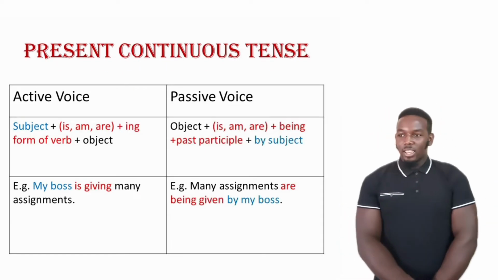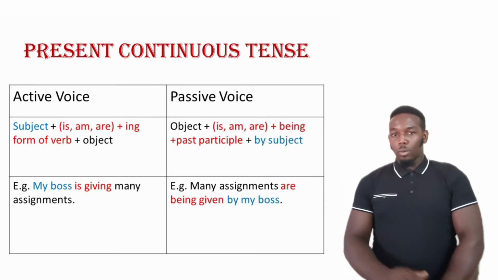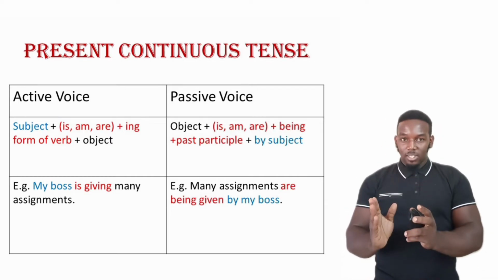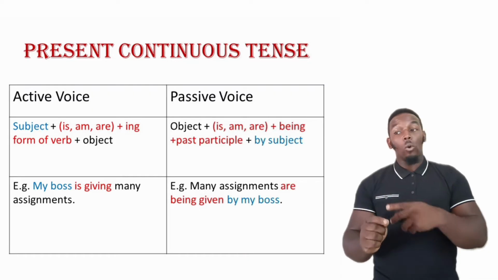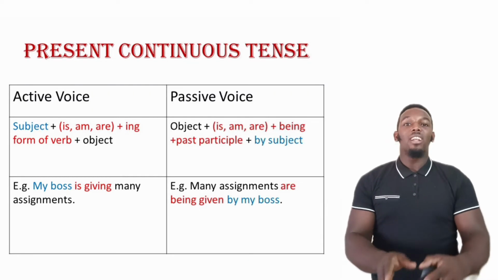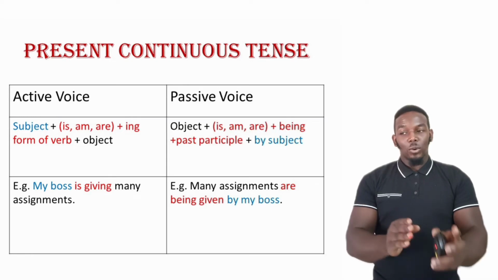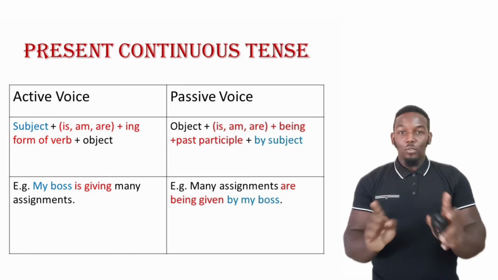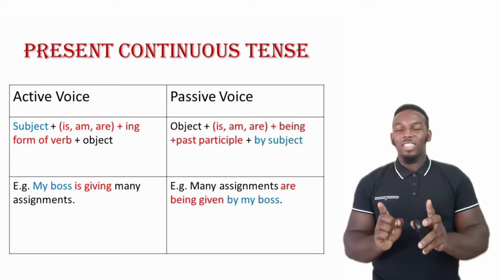Now, the active voice structure would be something like this: subject, then is, am, or are, followed by the ing form of the verb, and then the object. So I want you to pause the video. If I'm moving too fast, just pause the video and look at the table carefully.